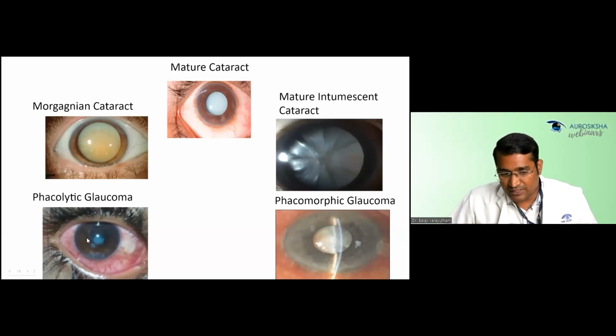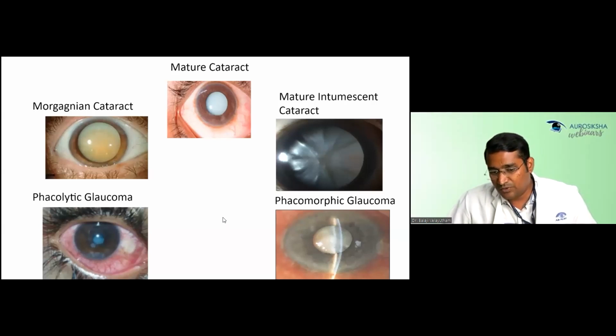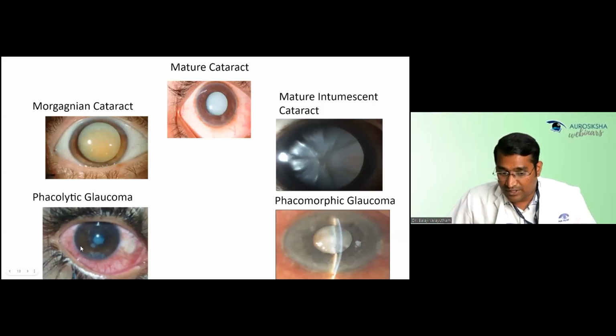In both the cases of phacolytic and phacomorphic glaucoma, the intraocular pressure will be high and the patient will have severe pain and inflammation. So the first role would be to reduce the inflammation by giving topical steroids, a cycloplegic in case of phacolytic glaucoma, but cycloplegic is contraindicated in phacomorphic glaucoma because the anterior chamber is shallow. And you give IV mannitol or oral hypoglycemic drugs depending on the IOP to reduce the intraocular pressure and then proceed with the surgery.